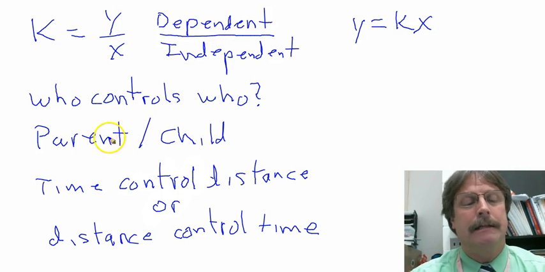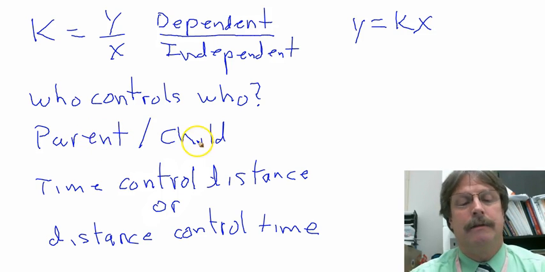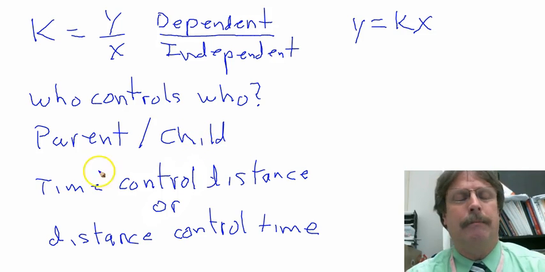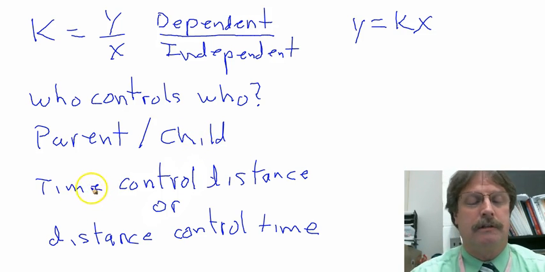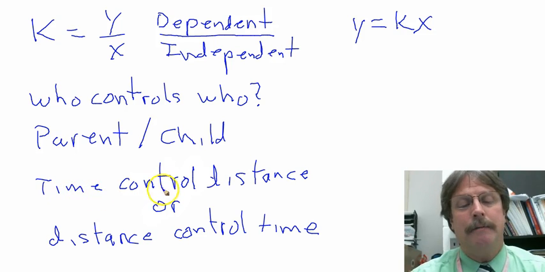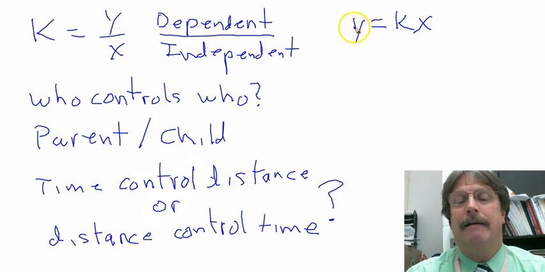The example that I like to use is, think about a parent-child relationship. Who controls who? Does the parent control the child, or does the child control the parent? Well, of course, the parent controls the child, so the parent is the independent. The child is the dependent. A couple of variables that you'll come across a lot: does time control distance, or does distance control time? So which one will be independent, which one will be dependent? Also, we have the equation y equals kx.